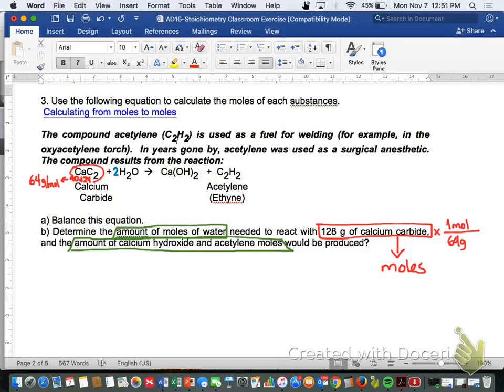And what is the amount of moles here? 128 divided by 64, and this is 2. 2 moles of H2O and 1 mole of calcium carbide. It's 2 moles of calcium carbide. Yes? This is the amount of moles I have.